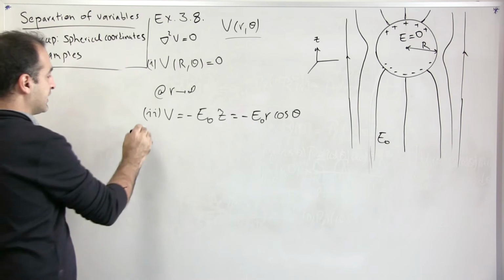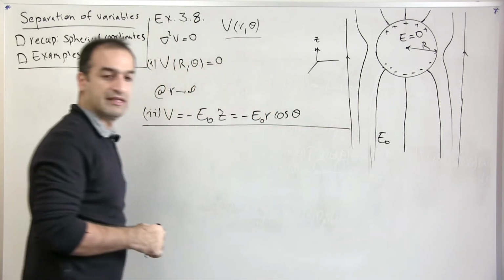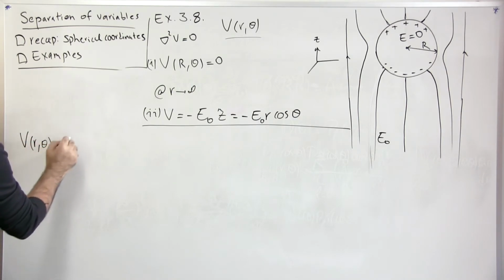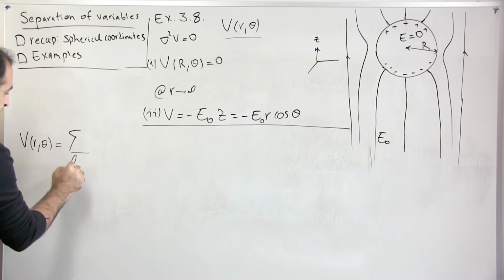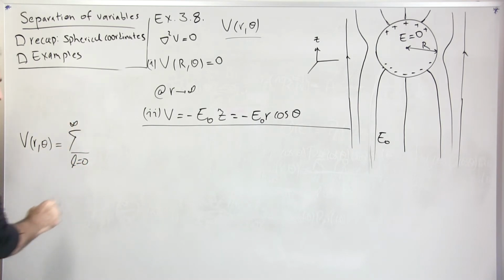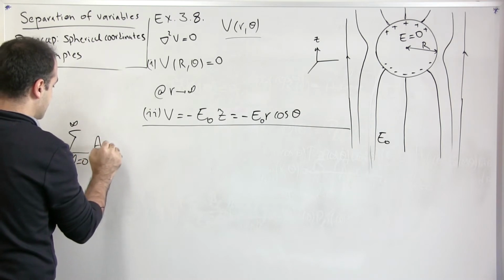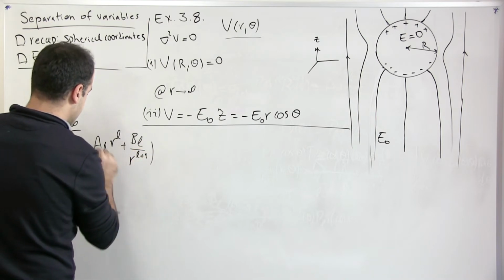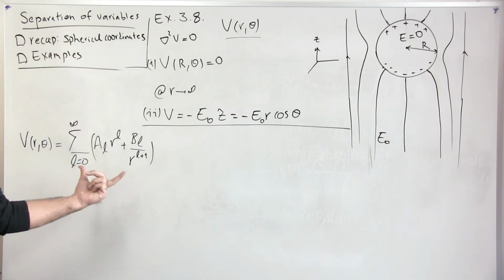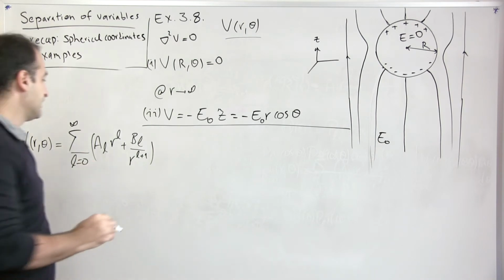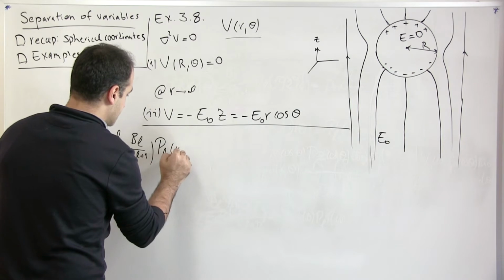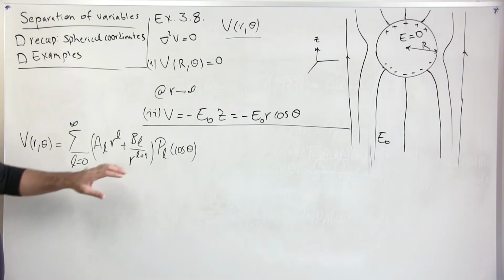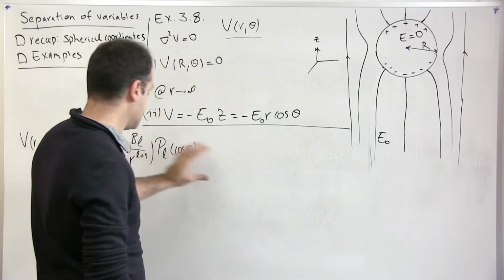Okay, now we want to look at the general solution that we have after separation of variables. We said V of R and theta should be in the form of a summation from L equals 0 to infinity of two terms we had, AL R to the power of L plus BL R to the power of L plus 1. These are the terms from the radius dependent function, and then multiplied by PL of cosine theta. Okay, so this is the general solution. And now we want to look at what we have and try to match this, right?